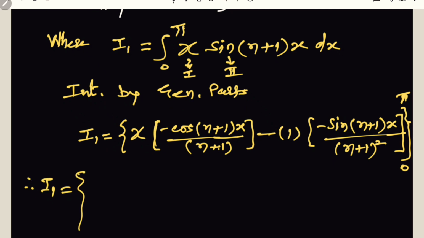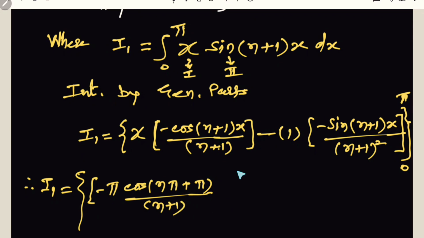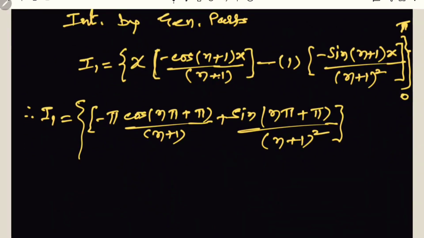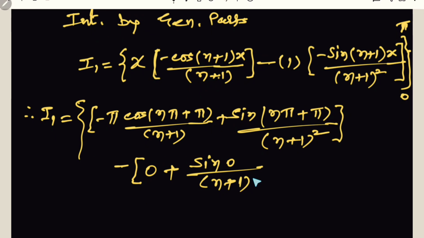When we substitute upper limit as pi, that first term becomes minus pi cos of n pi plus pi divided by n plus 1, and minus, and that minus it becomes plus sine of n pi plus pi divided by n plus 1 whole square. And for lower limit, first term becomes 0 and second term sine 0 is 0. Oh, I have written sine 0 divided by n plus 1 whole square.